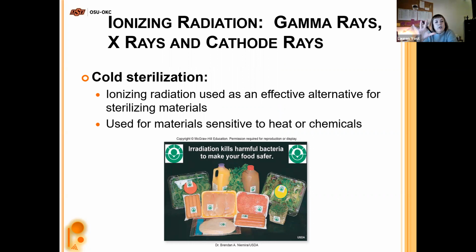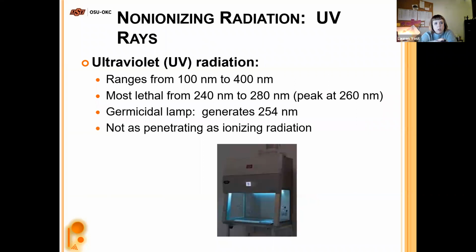Moving on to the use of radiation in microbial control. You can use it for cold sterilization. We don't have to heat something up in order to sterilize it. We can use ionizing radiation, just treat the whole thing with ionizing radiation. It'll be an effective alternative for sterilizing materials. And we use this for materials that are sensitive to heat or chemicals because it doesn't cause any damage that way. Then we have ultraviolet radiation.